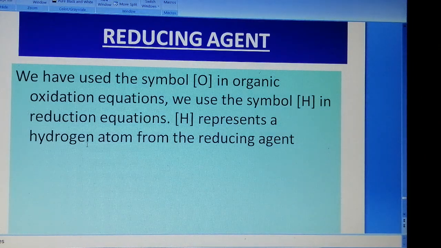Now we will go to our topic, that is reducing agent. We have studied NaBH4, LiAlH4. Now you can see in the last chapter, for oxidation we are using O in the bracket. That shows oxidation. Same like that, reduction we represent with H inside the square bracket, because reduction means addition of hydrogen and removal of oxygen. So this square bracket with H inside shows the reduction reaction.